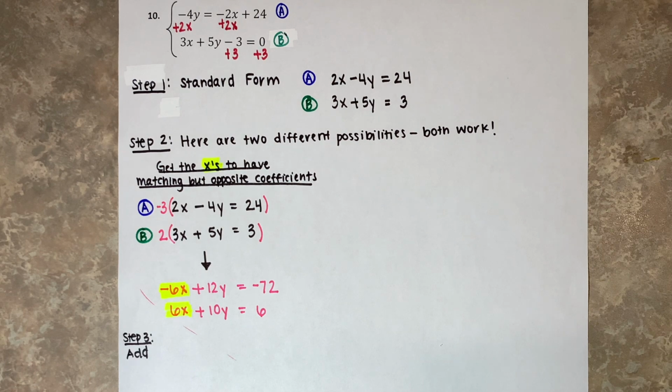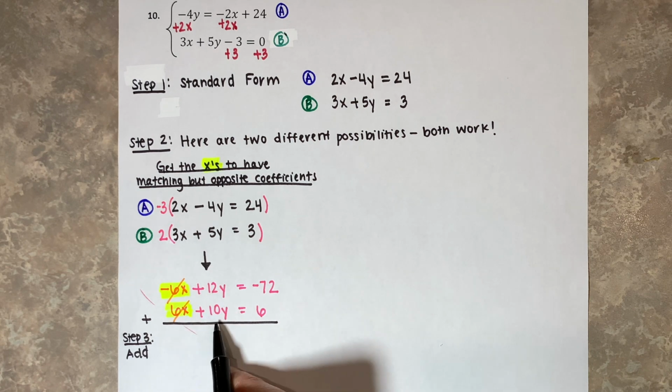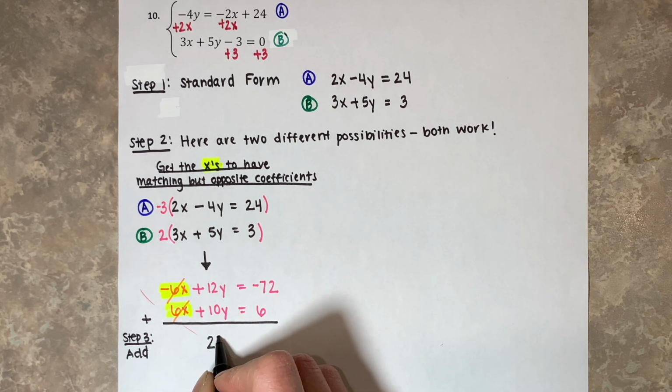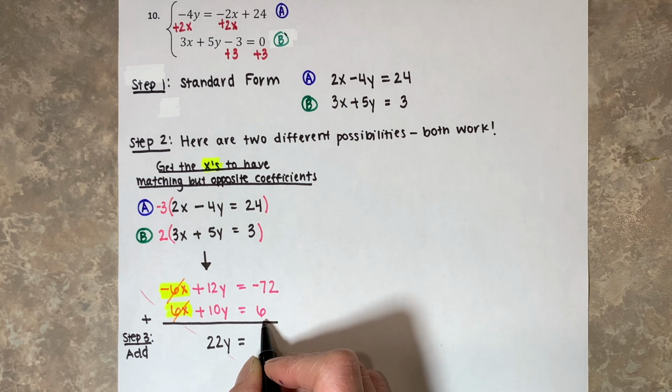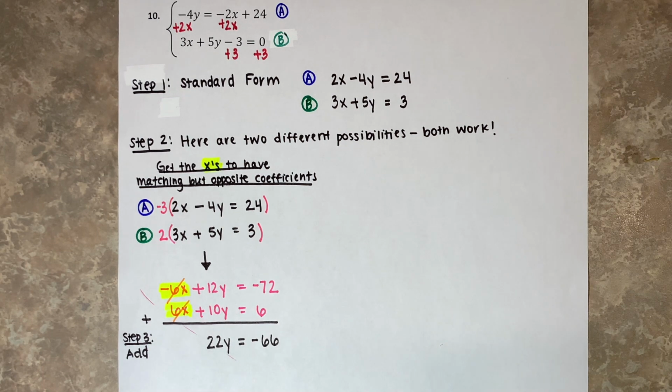Step 3 is to add our equations together. When we add the equations together, the x's cancel, and we're left with 12y plus 10y, which gives us 22y, and -72 plus 6 will give us a -66. Now we can solve for y by dividing both sides by 22, and that will leave us with y is equal to -3.